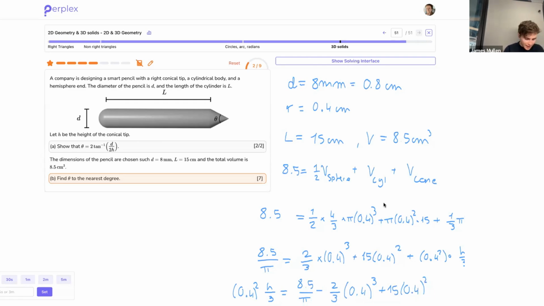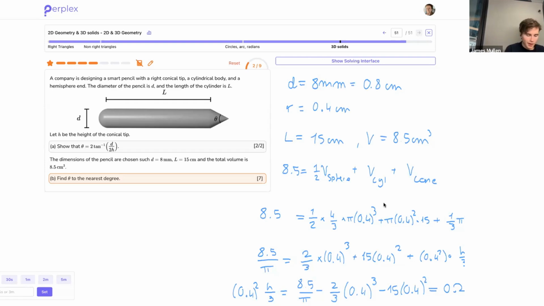And that right-hand side I can evaluate with my calculator. I'm going to do 8.5 divided by pi minus 2 divided by 3 times 0.4 cubed, and then minus 15 times 0.4 squared. I made a mistake there: it's supposed to be a minus sign. That gives me 0.2629, and I'll add an extra 7 on there, going to 5 significant figures. And that's 0.4 squared times h over 3.